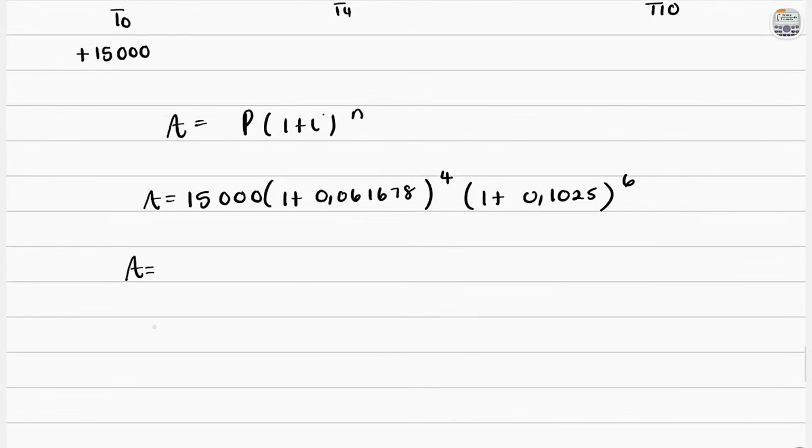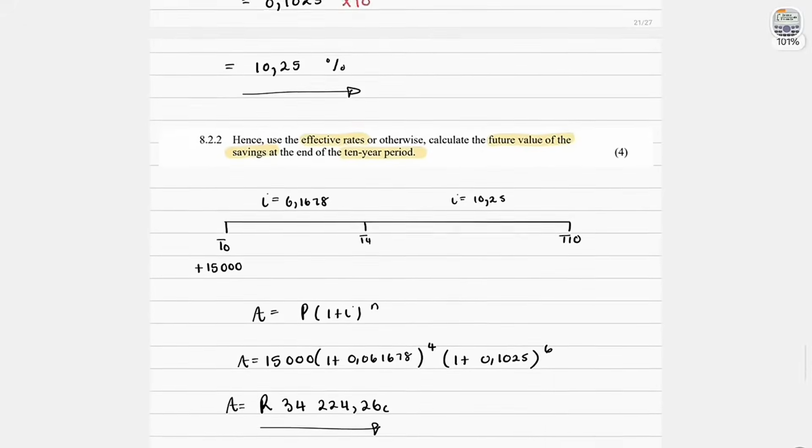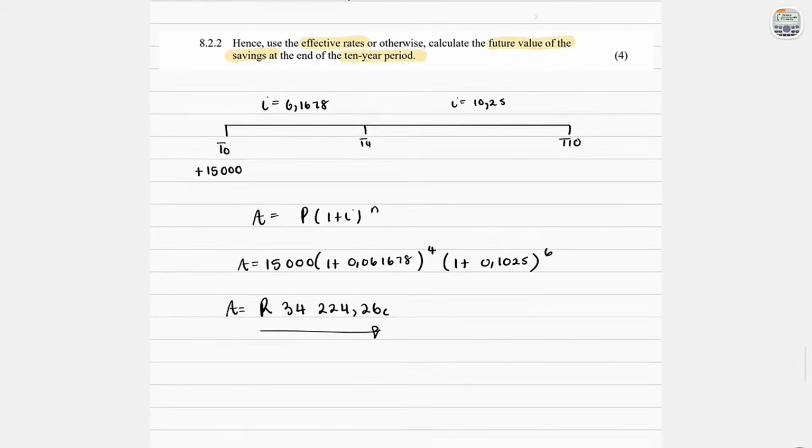And let's finally just get our answer. And our final answer is going to be 34,224.26 cents. And that is our answer. And that is it for question 8.2.2.